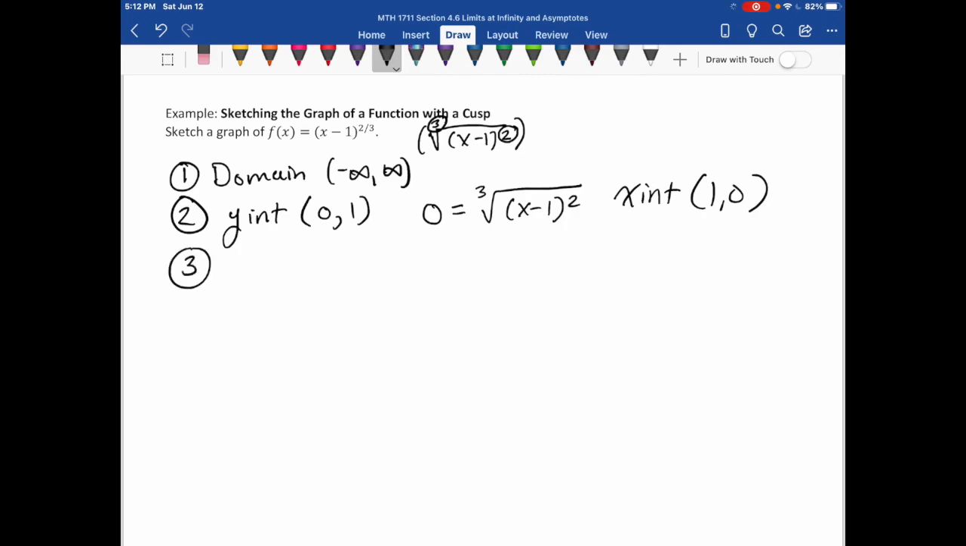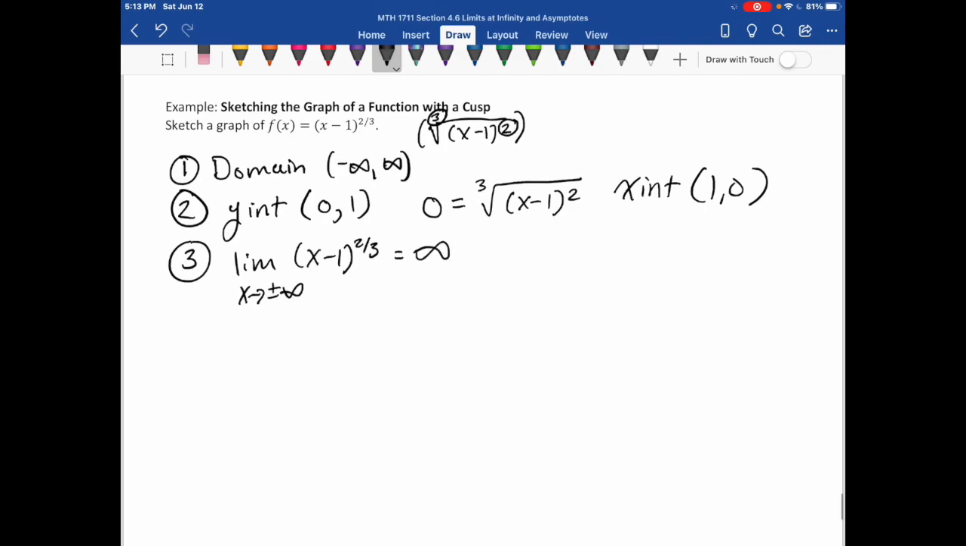For step 3, we are going to look at the end behavior. So we're going to take the limit as x goes to positive and negative infinity of the function. As you plug in really, really large positive numbers, the whole function is going to grow without bound. When you plug in negative numbers, because you're squaring it, you're still going to get out positive numbers, so it's going to grow without bound as well. So whether you plug in positive or negative numbers, it's going to grow without bound. So my limit as x goes to positive or negative infinity is going to be infinity.